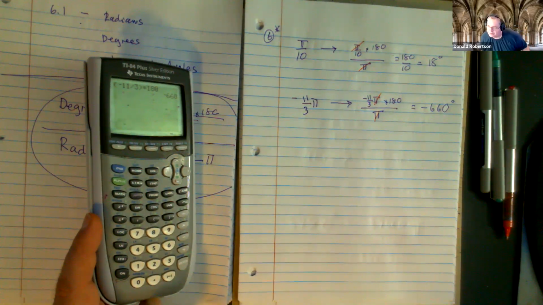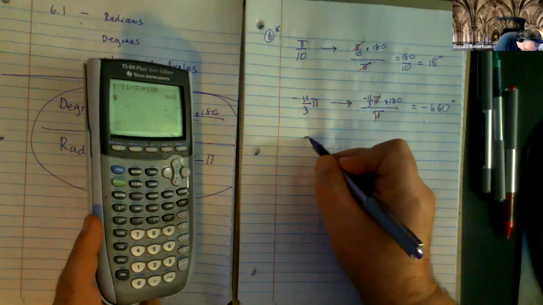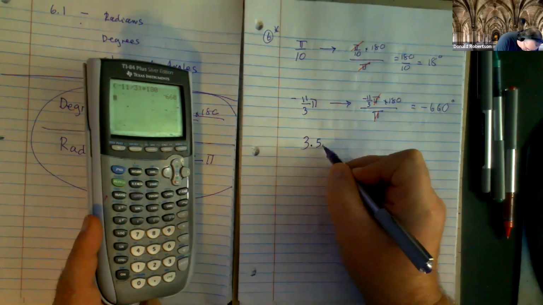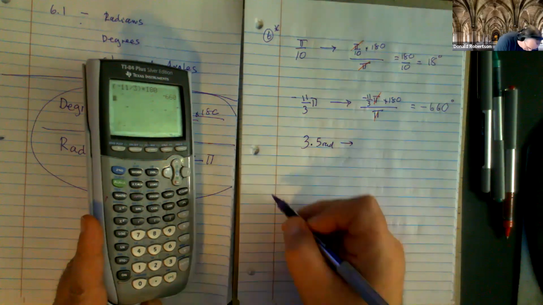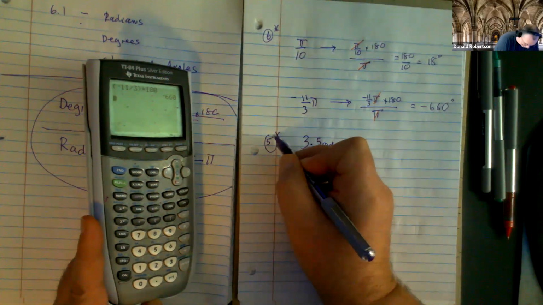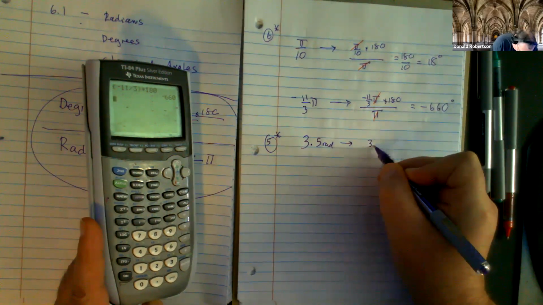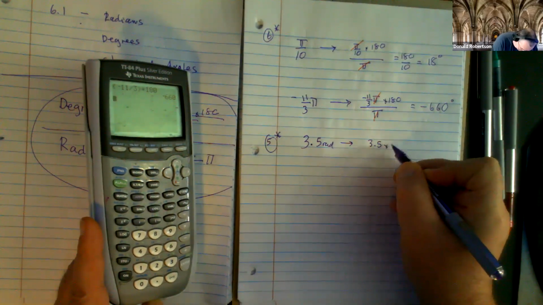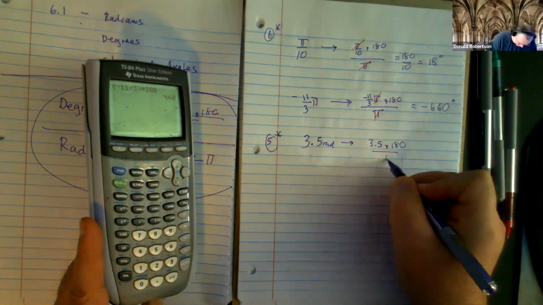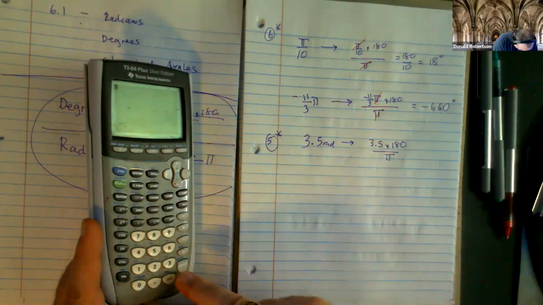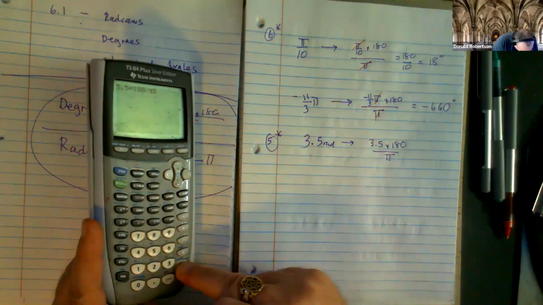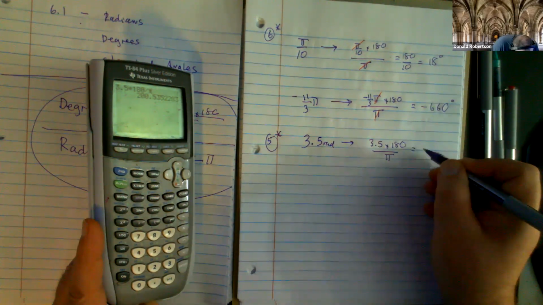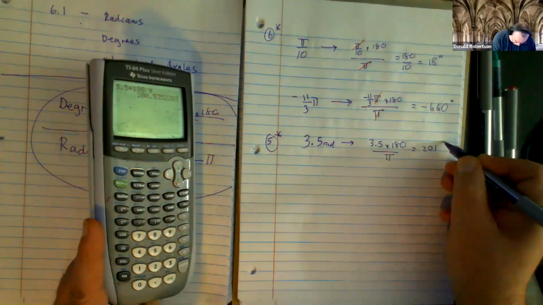Comfortable with that? You could get a number like 3.5 radians. Now in this case, you would be asked to do it to, let's say, the nearest whole number. So this would be similar to question 5. So it would be 3.5 times 180 divided by pi. And they want the answer to the nearest whole number. So in this case, I think it would round up to 201 degrees.